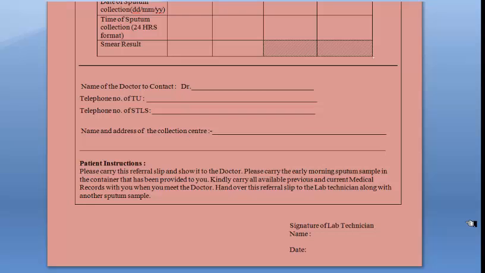The STLS should intimate the LTs of the DMCs upon successful completion of the required intake of 27 smear-positive new cases and 17 smear-positive previously treated cases from the TB unit to stop further issual of referral slips.